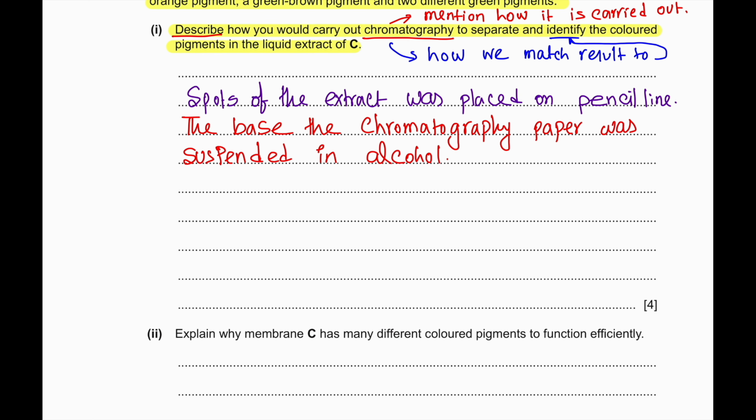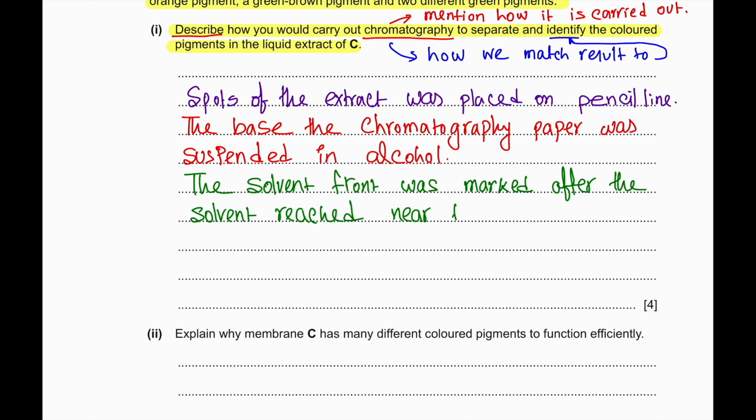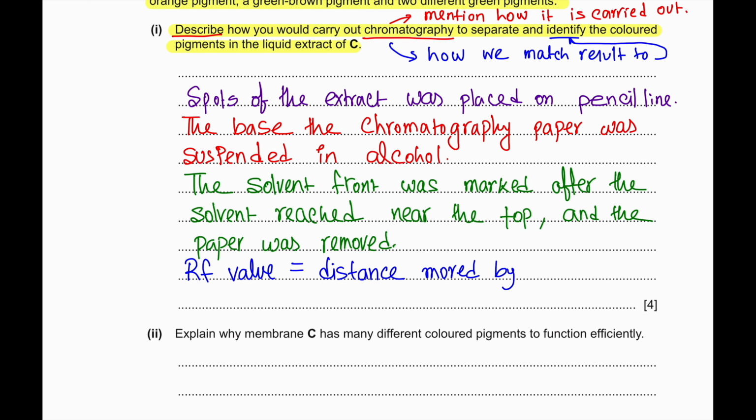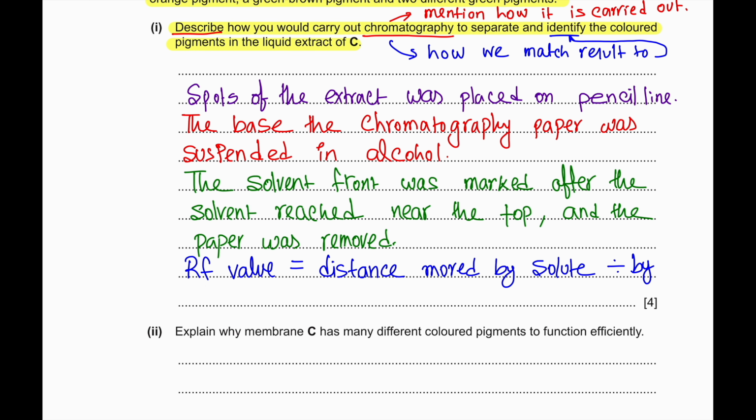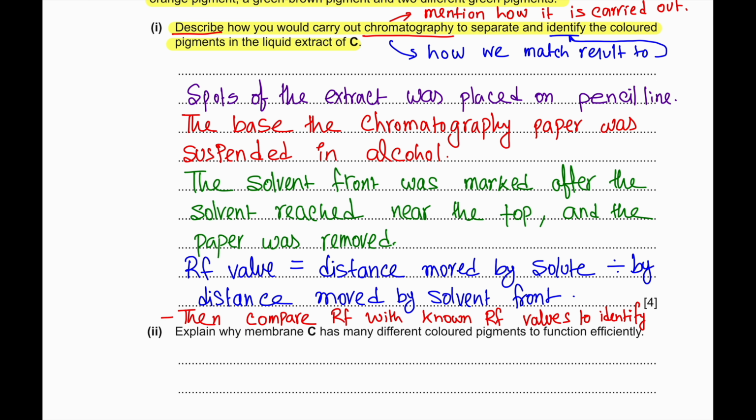The solvent front was marked after the solvent reached near the top and the paper was removed. RF value is equal to the distance moved by the solute divided by the distance moved by the solvent. And as a last added point we can write, then compare the RF with known RF values to identify pigments. Only 4 marking points will be needed for this particular answer.